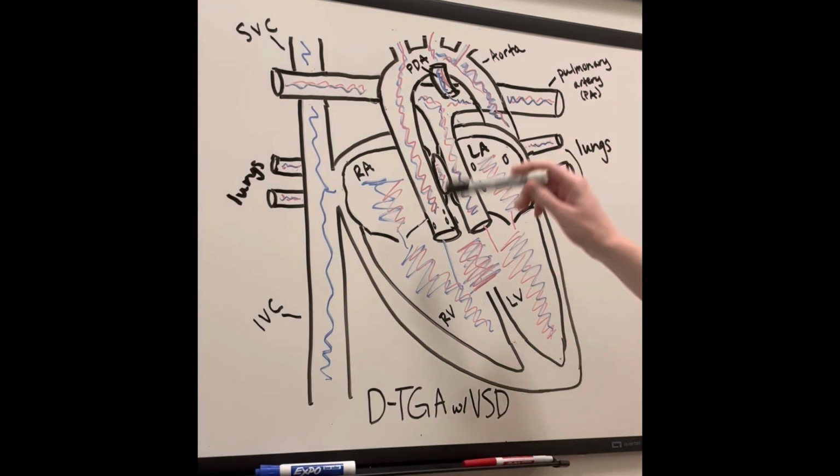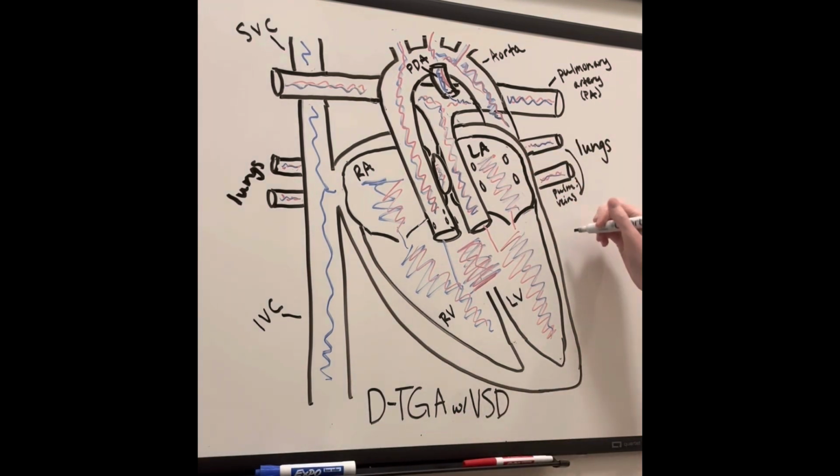So because of all of these mixing points, her oxygen will be 75 to 90%. It's a pretty wide range. We just want greater than 75% before her surgery.